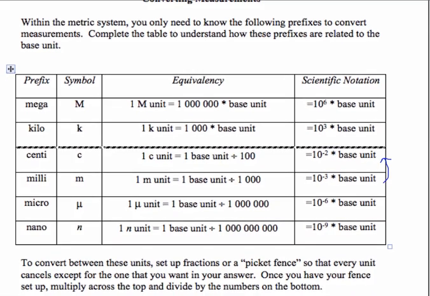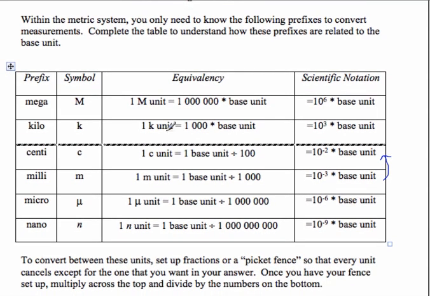Here we have a metric conversion table. So we have that kilo means 1,000. That means you do 1,000 times the base unit. So 1 kilometer would be 1,000 meters and such, right? So if you look closely, you multiply when you go up the table.